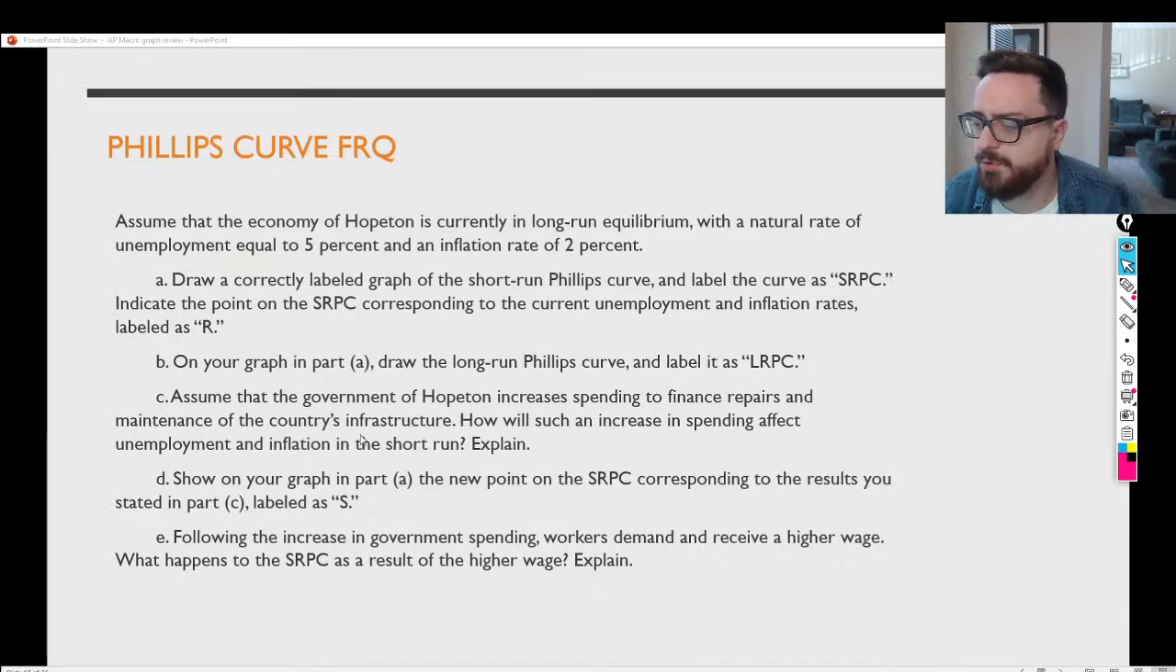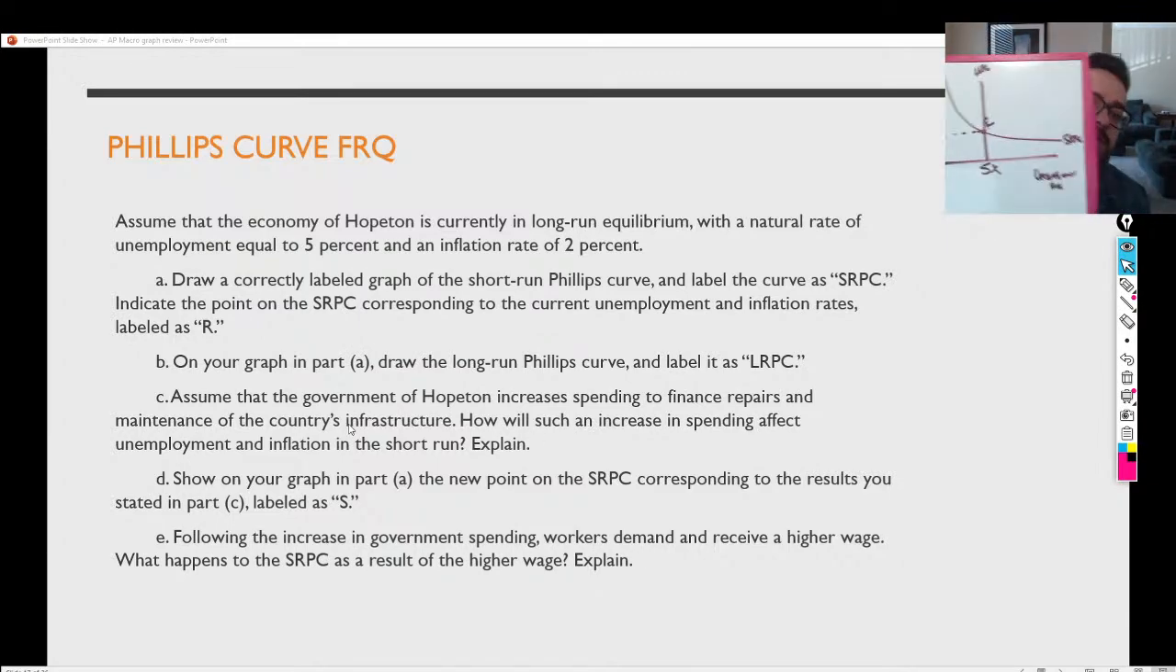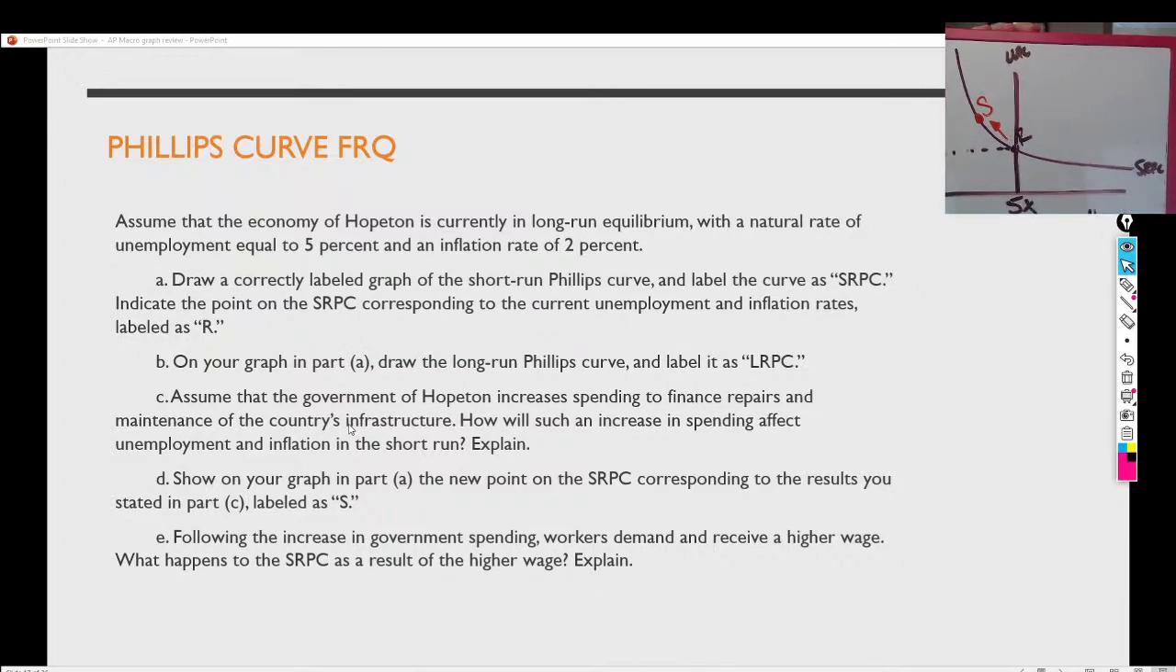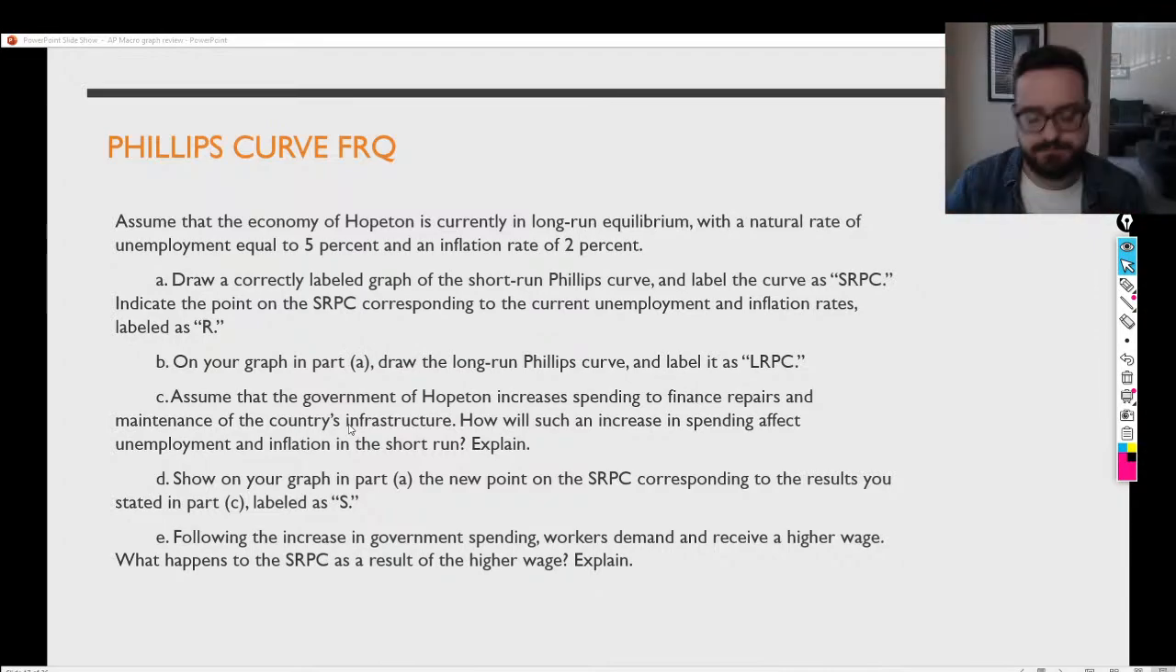So I got lower unemployment, higher inflation, and then D asks me to draw that on my Phillips curve. So I'm starting at point R. I have lower unemployment and higher inflation. Remember, I increased aggregate demand is what I said. If I'm increasing aggregate demand, meaning I'm moving my aggregate demand curve to the right, I would be moving along my Phillips curve, and I'd be moving to the left because I moved my aggregate demand to the right. So like that, point S to point R.